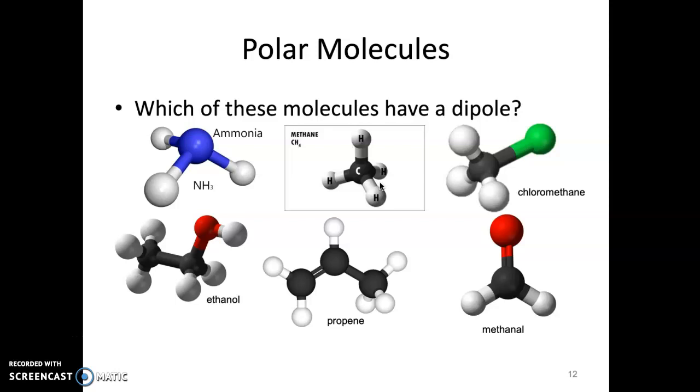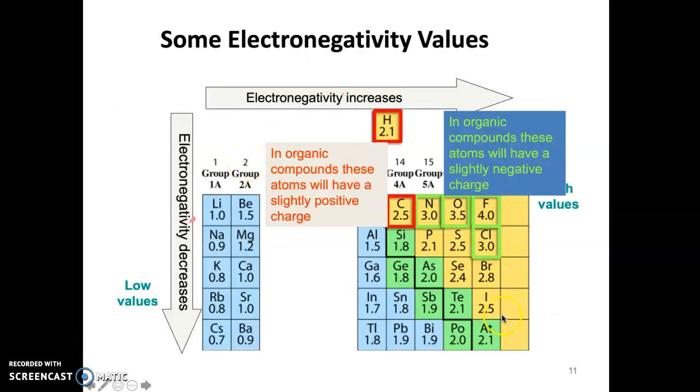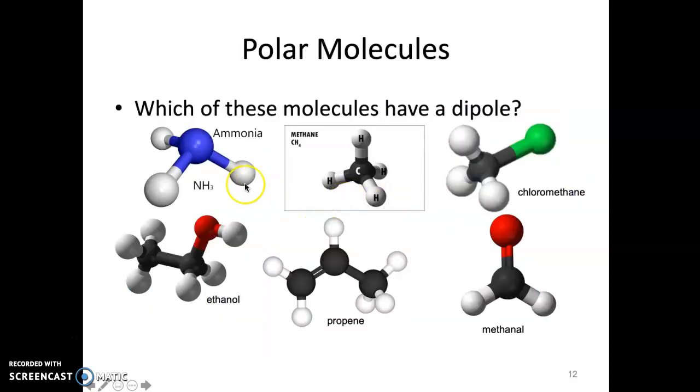So you might want to take a second and pause this and see if you can have a think through this. Which of these molecules will have a dipole? I'm just going to launch into it though. So if we look back here, remembering that when things have nitrogen, oxygen, fluorine, or chlorine, those are pretty electronegative and those tend to cause a dipole. So looking at ammonia right here, I've got nitrogen, so that is going to create a dipole in the ammonia molecule.